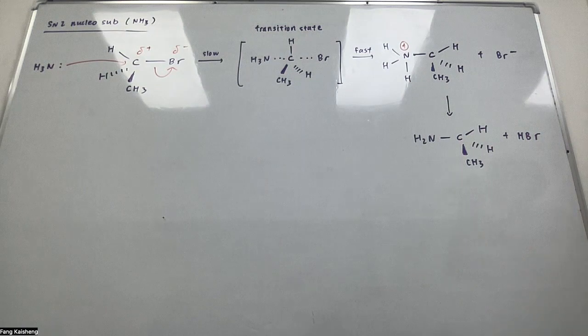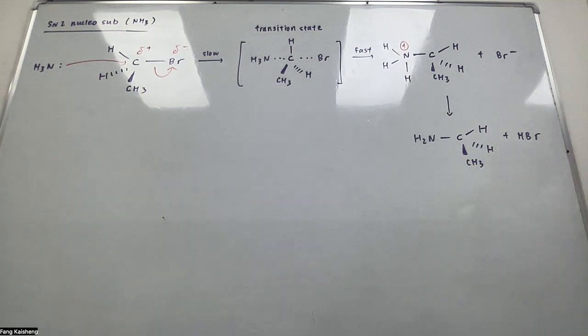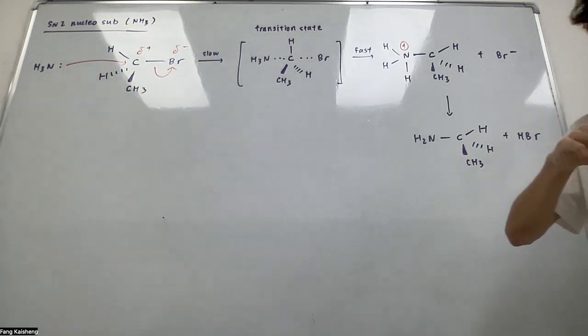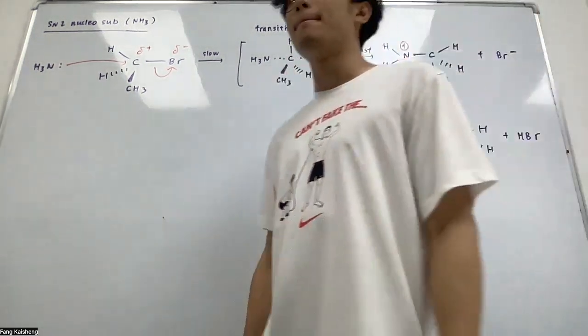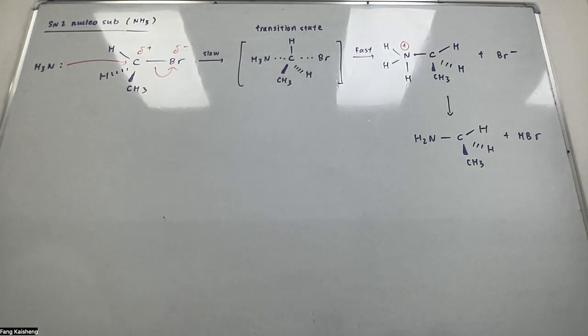Do you want us to draw arrows such that it becomes NH2 and HBr? Okay, 2 arrows. If done, let me check. The arrows are correct.